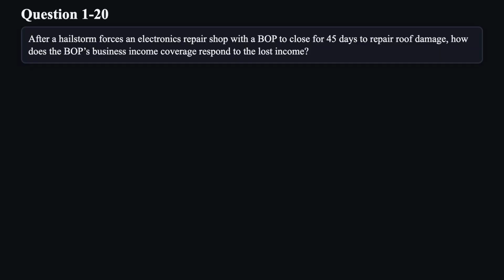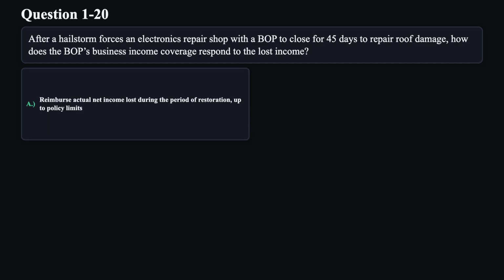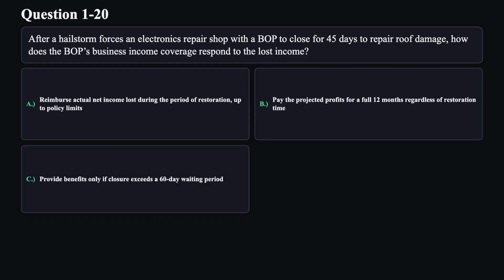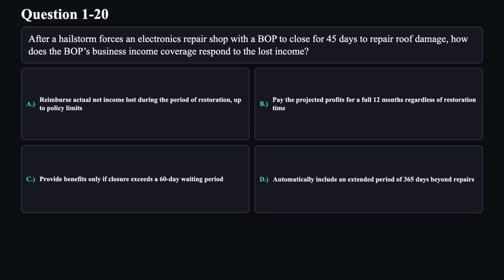Question 20. After a hailstorm forces an electronics repair shop with a BOP to close for 45 days to repair roof damage, how does the BOP's business income coverage respond to the lost income? A. Reimburse actual net income lost during the period of restoration, up to policy limits. B. Pay the projected profits for a full 12 months regardless of restoration time. C. Provide benefits only if closure exceeds a 60-day waiting period. D. Automatically include an extended period of 365 days beyond repairs.